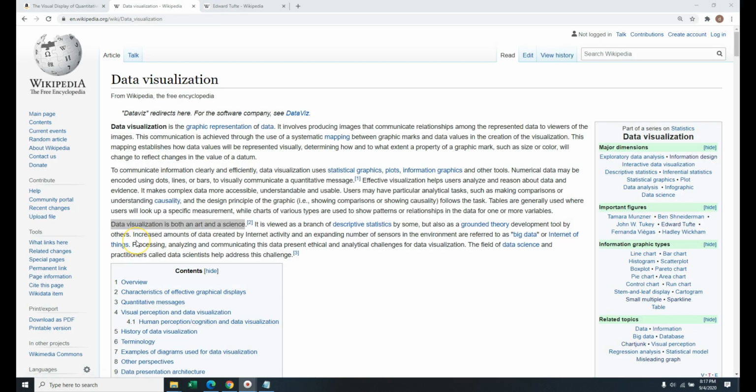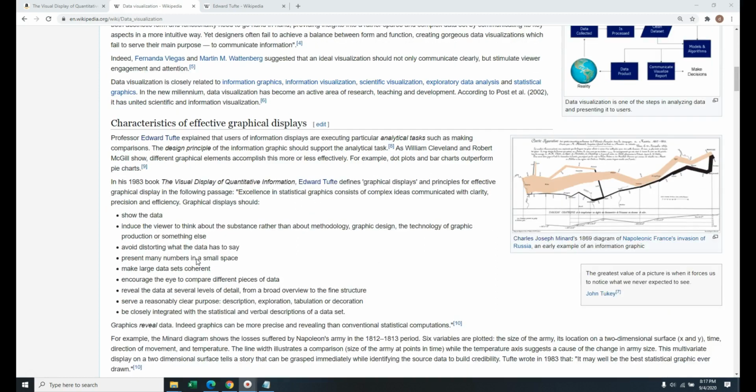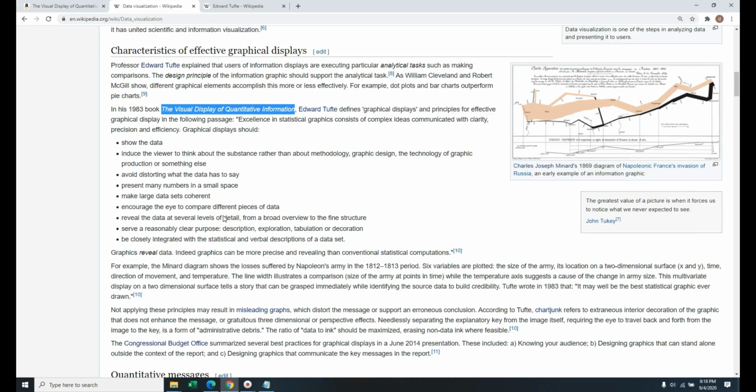You have to keep in mind that data visualization is both an art and a science. A beautiful book in the field is called The Visual Display of Quantitative Information by Edward Tufte, and he actually has some guidelines for all of us. It says, excellence in statistical graphics consists of complex ideas communicated with clarity, precision, and efficiency.